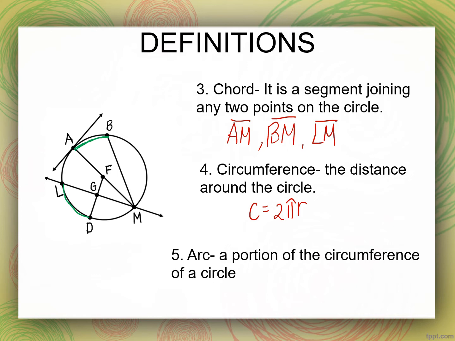So let's write some. So we can have arc AB. To name it, you put a curve on top of it. Then we have LD. Then you can also name it using three letters. You can say arc LDM. So if you want to check how it looks like, this is arc LDM.